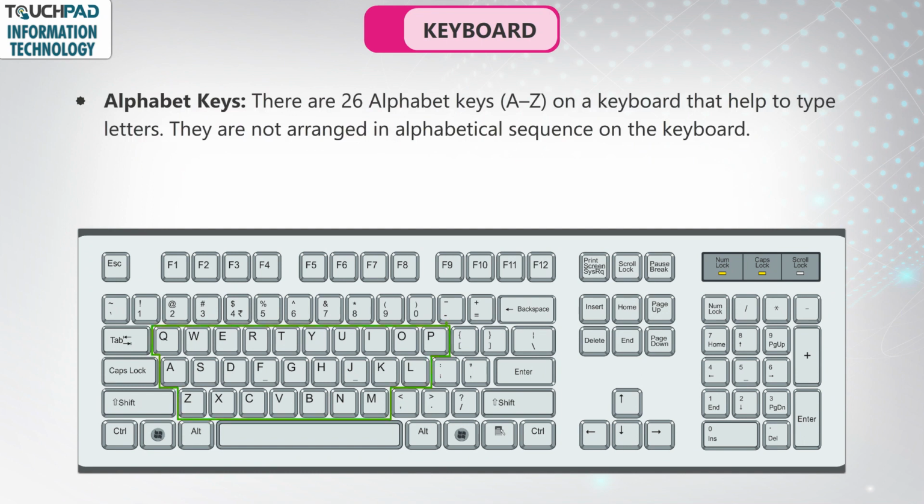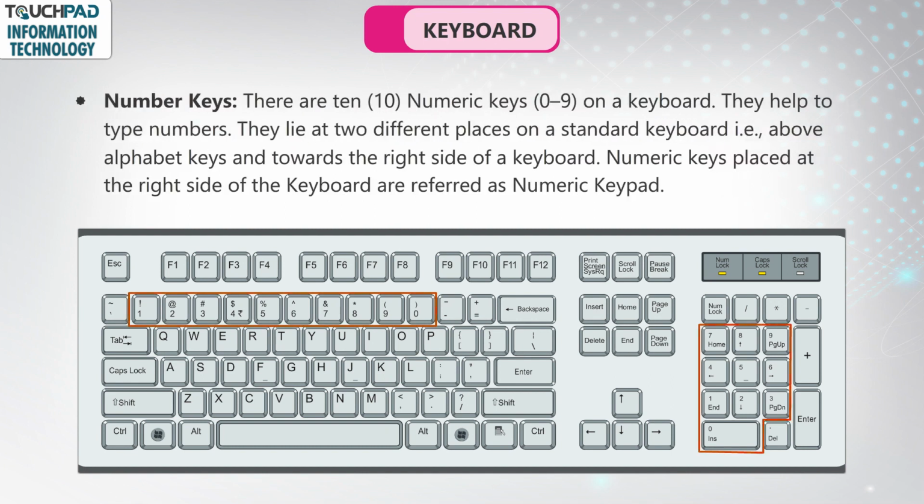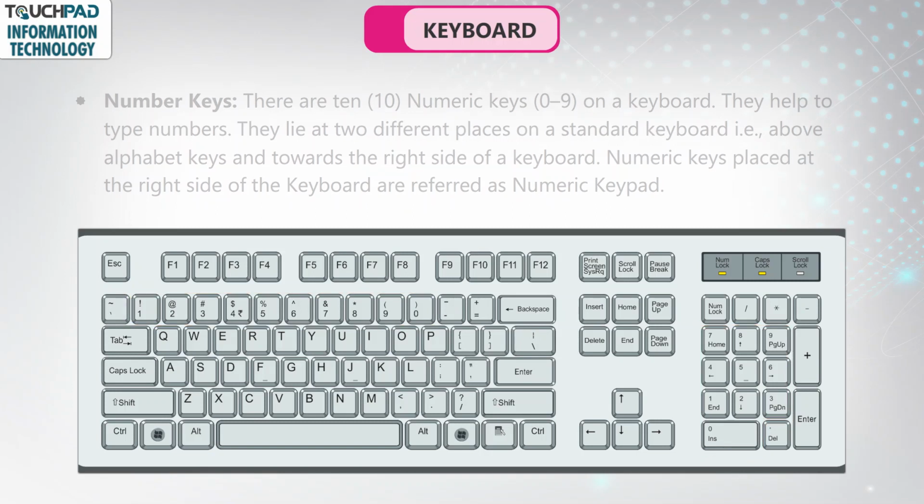Alphabet keys. There are 26 alphabet keys, A to Z, on a keyboard that help to type letters. They are not arranged in alphabetical sequence on the keyboard. Number keys. There are 10 numeric keys, 0 to 9, on a keyboard. They help to type numbers. They lie at two different places on a standard keyboard, that is, above the alphabet keys and towards the right side of the keyboard. Numeric keys placed at the right side of the keyboard are referred to as the numeric keypad.